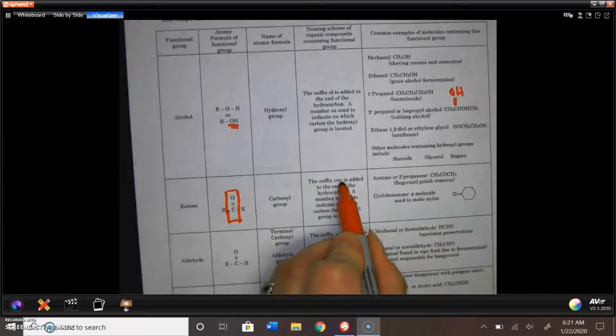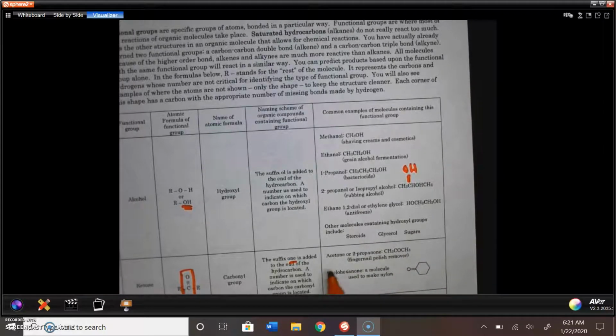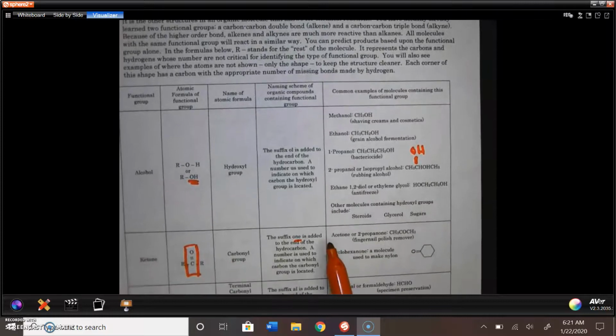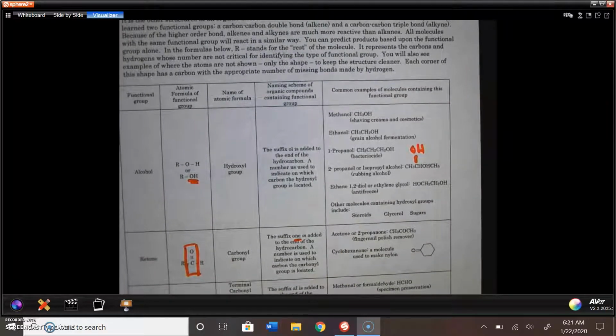There's a carbon on either side of the carbon that's bonded to that double oxygen. So this is called a carbonyl group. That's what makes a ketone. Again, a ketone is one of the ones that I want you to be able to name. So look, the suffix is -one. Where you would have just propane, you add that double bonded oxygen, take away the two hydrogens, put a double bonded oxygen there, it becomes propanone. Or it's more commonly known as acetone, which is fingernail polish remover, you know that.